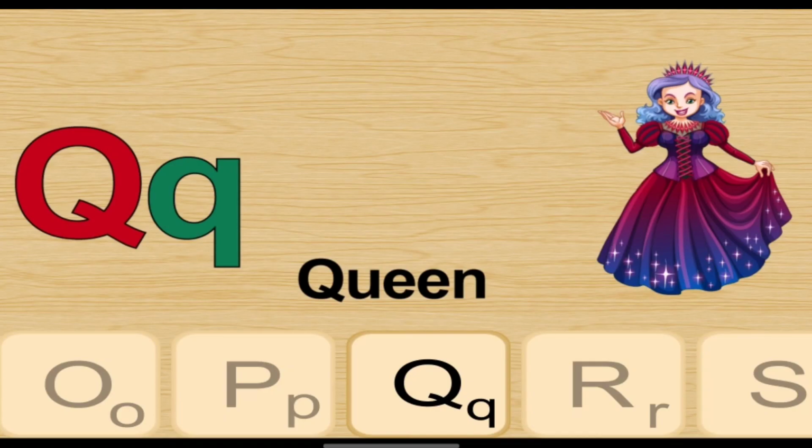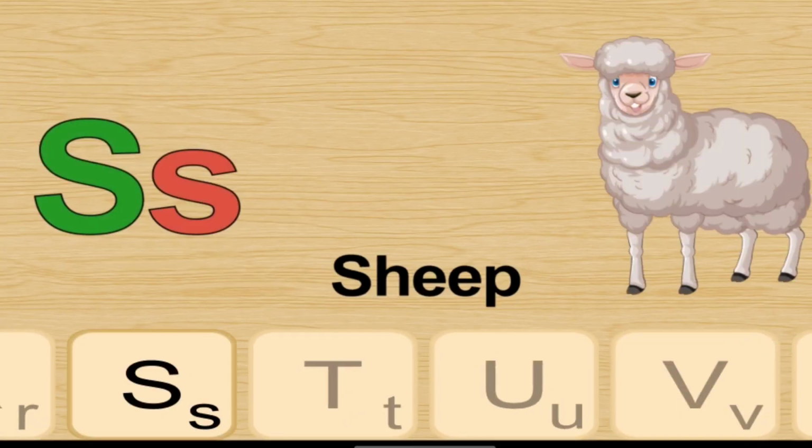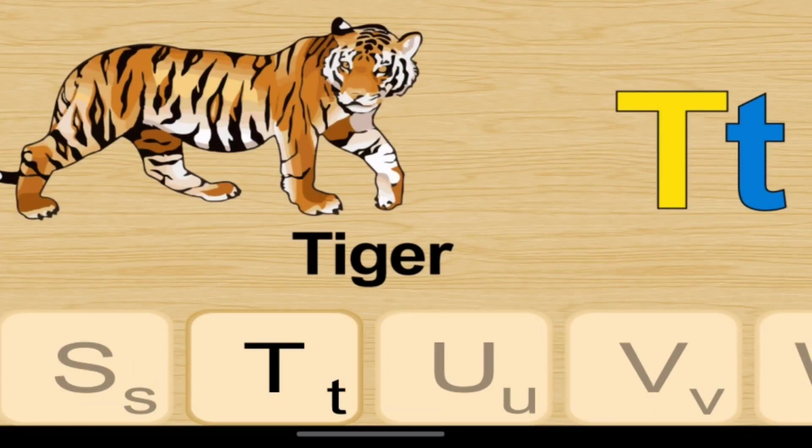Q. Q is for queen. R. R is for rabbit. S. S is for sheep. T. T is for tiger.